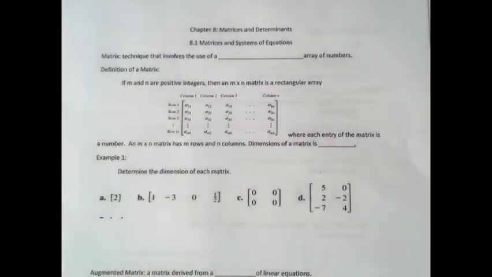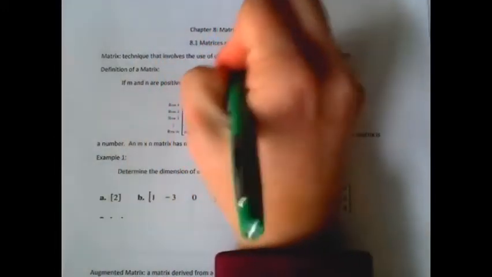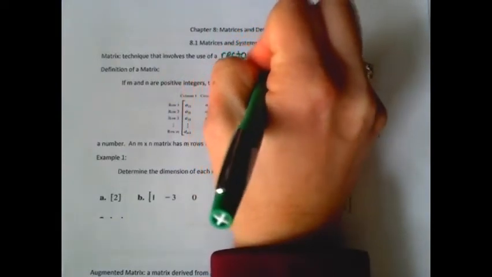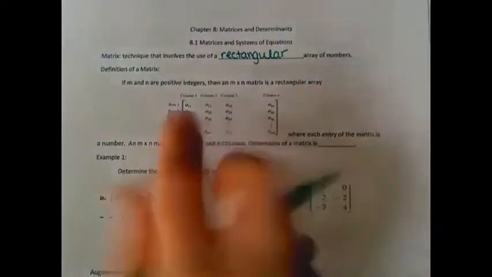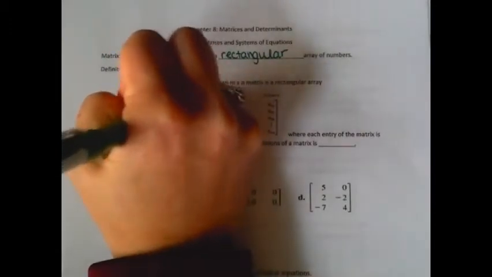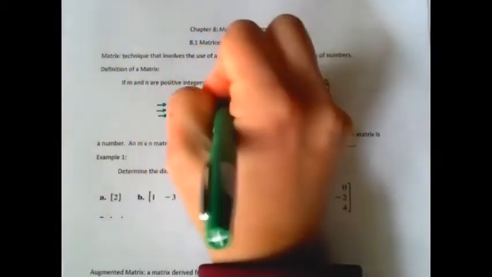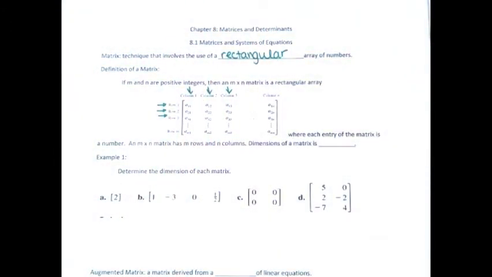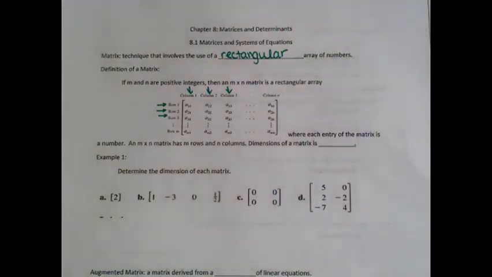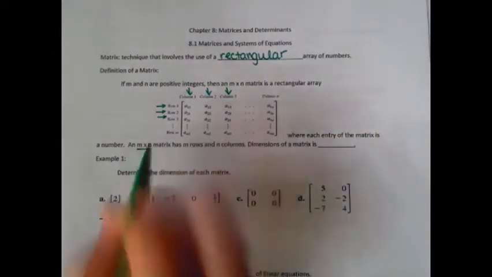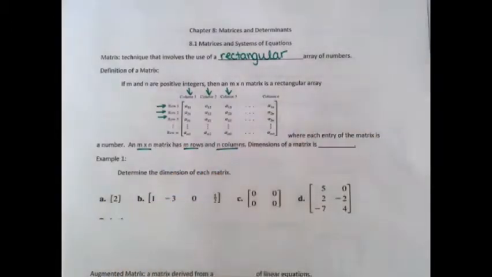A matrix is just a technique that involves using a rectangular array of numbers, okay? And the definition of a matrix is, if m and n are positive integers, then an m times n matrix is a rectangular array where my rows go left and right and my columns go up and down, okay? Each row will represent one of the equations, okay? Each entry of your matrix is a number. An m times n matrix has m rows by n columns, okay?